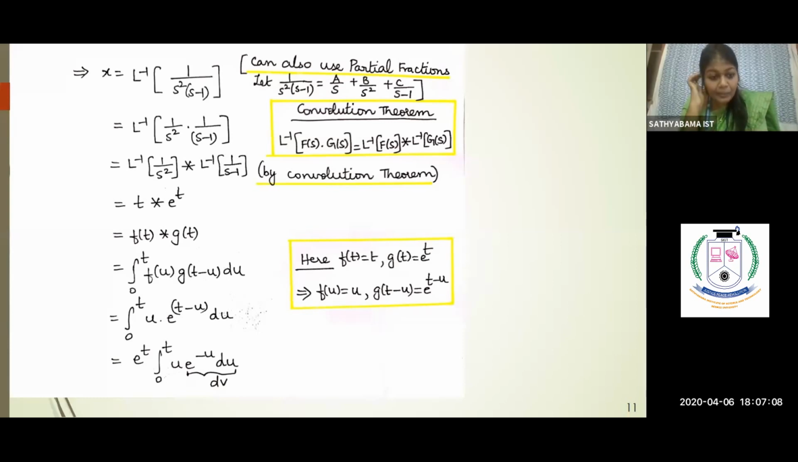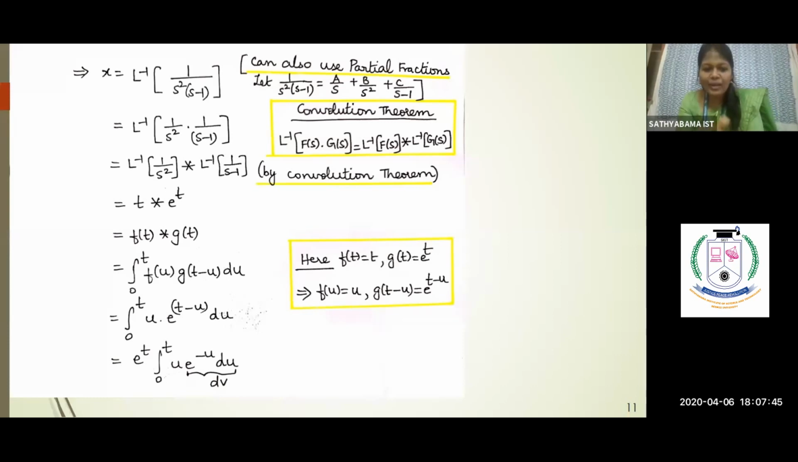Fine. Now I have to substitute. What is f of u? Now look at the yellow highlighted part next to it. What is f of t for us? f of t is t. So what is f of u? u. Similarly, what is g of t for us? g of t is e power t. Look at the 4th and the 5th steps, please. g of t is e power t, isn't it? So what is g of t minus u? Now look in the highlighted part. What is g of t minus u? e power t minus u. Simply replace t by t minus u. That is all. So g of t minus u is e power t minus u.